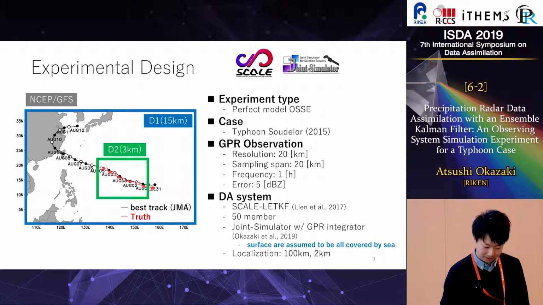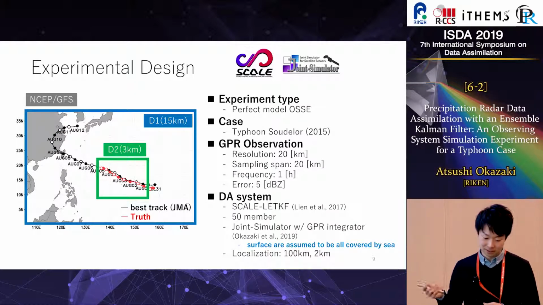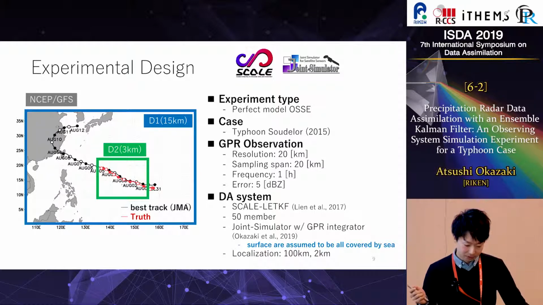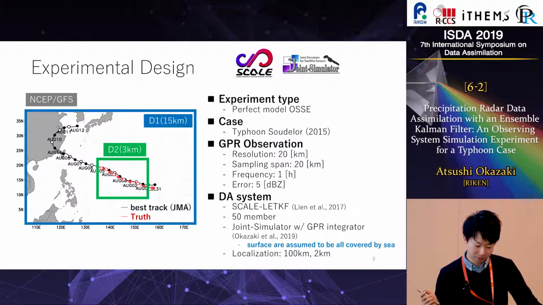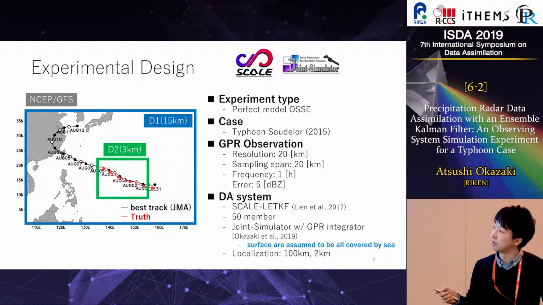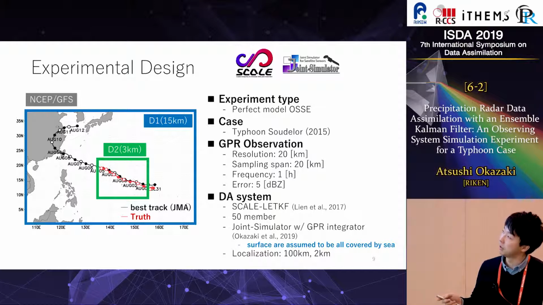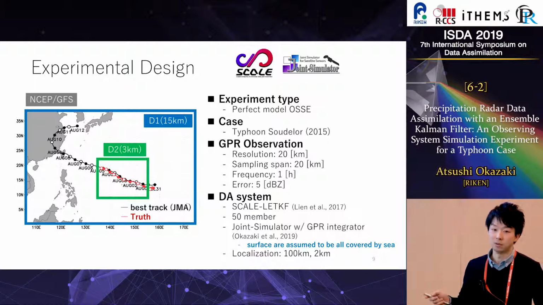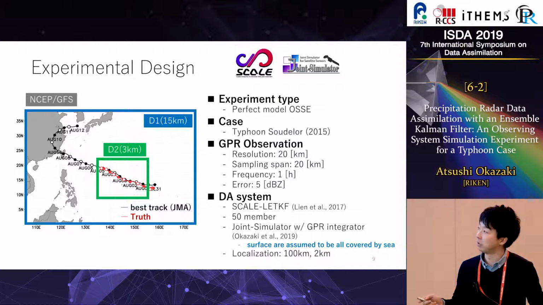And next, we investigated what will happen if the observations are assimilated. In this experiment, we investigated this question in the framework of a perfect model OSSE. Our case is Typhoon Soudelor 2015, which was the strongest typhoon of that year. For the observation, as a first trial, we assumed that the radar resolution is 20 kilometer and also the sampling span is 20 kilometer. The observation frequency was assumed to be 1 hour, and the observation error was 5 dBZ.